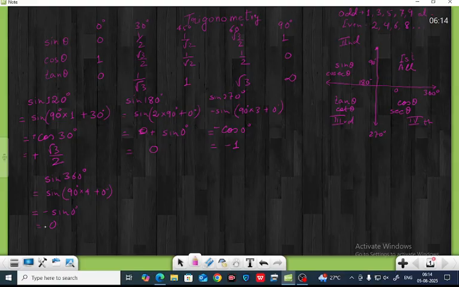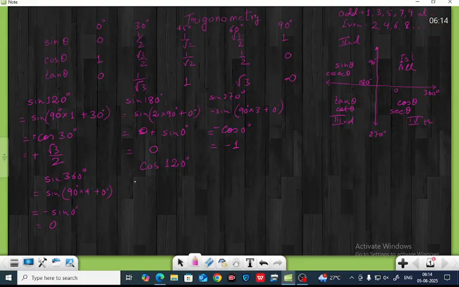Now we'll find some other values also here, right? For example, we are finding the value of cos. Cos 90, cos 120 degrees. What is the value of cos 120 degrees?